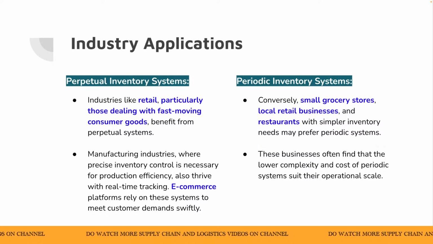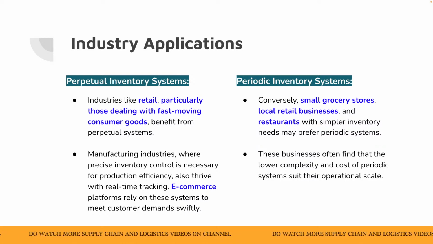The second thing is the e-commerce kind of industry. They have to do this, okay? And various manufacturing industries as well, which are doing mass production, also use this perpetual inventory system. If you go for the periodic inventory system, the small grocery stores, local retail businesses, and restaurants usually go with the periodic inventory system.